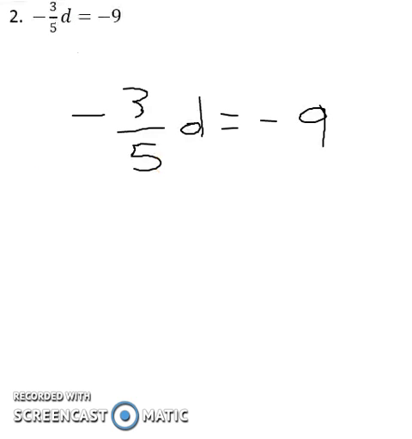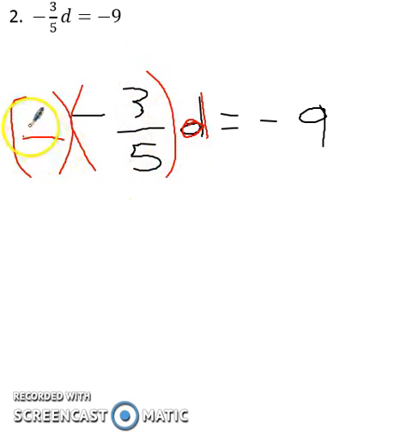Okay, so for our next problem, we have negative 3 over 5 times d equals negative 9. And we want to isolate the d. We want the d all by itself. So we want to think about the opposite operation. How can we get rid of that negative 3 over 5? I'm going to multiply by what's called the reciprocal. That means the flip of the negative 3 over 5. So we're going to multiply by the flip of that, which is 5 over negative 3. And we do that to both sides.